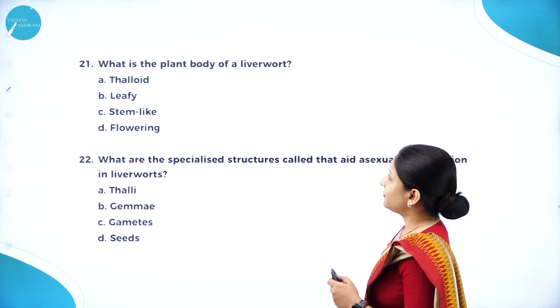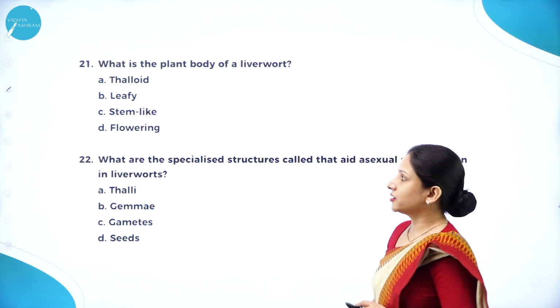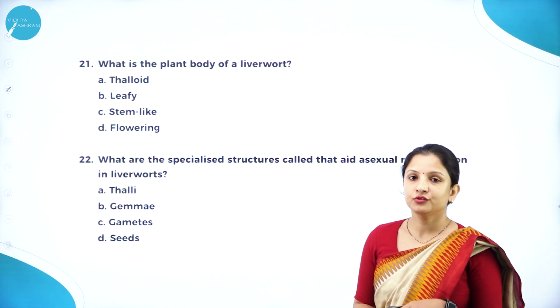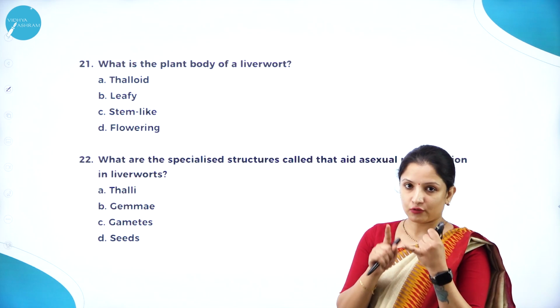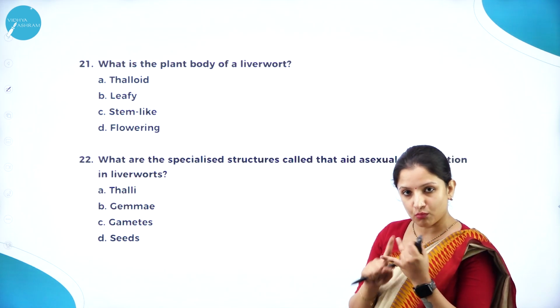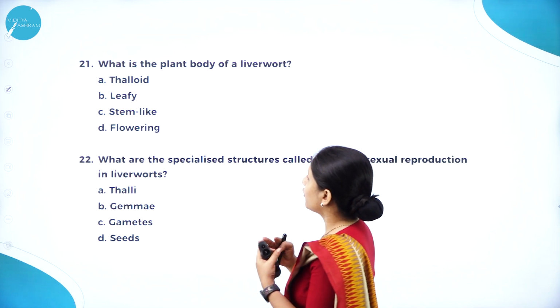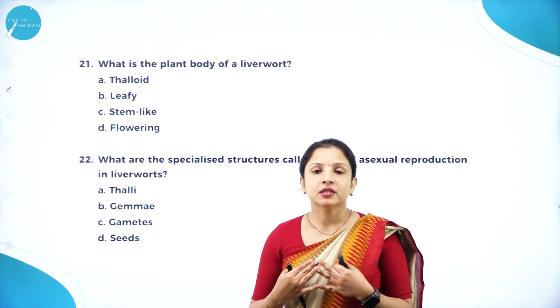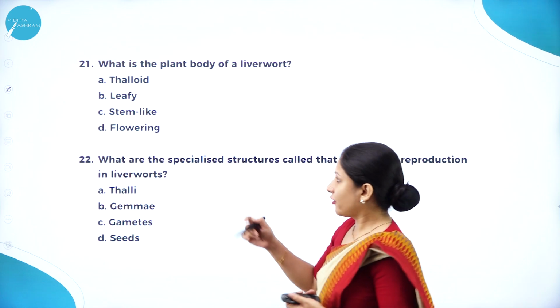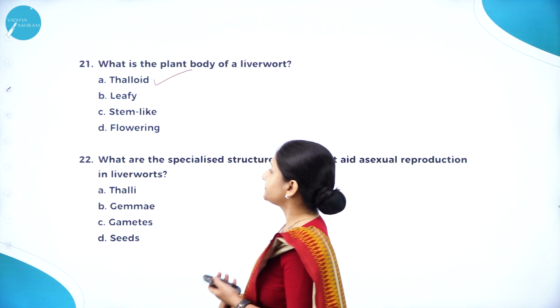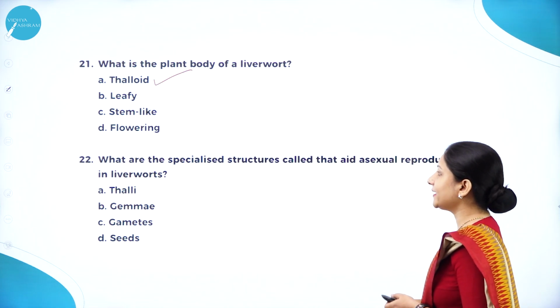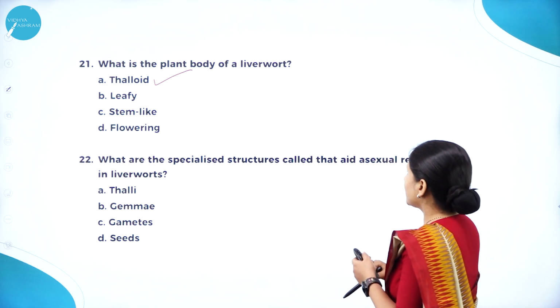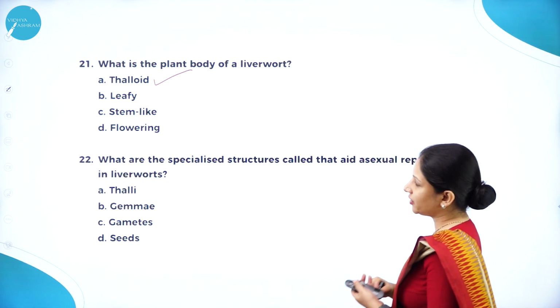Next question. What is the plant body of a liverwort? Liverwort means bryophyte, because bryophytes are of two forms, that is liverworts and mosses. So what is the plant body of a liverwort? It is thalloid. Usually they are called thallus or thalloid. Next, what are the specialized structures called that help in reproduction in liverworts?